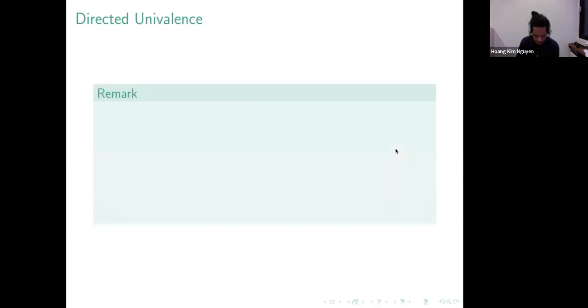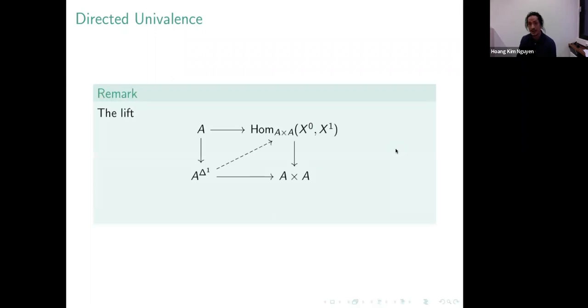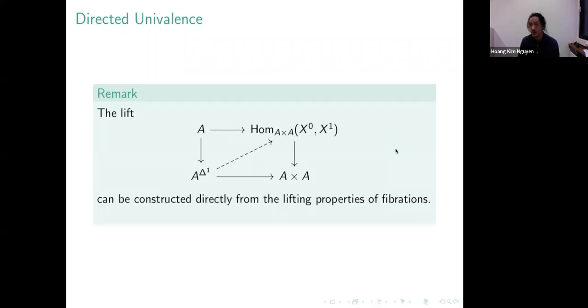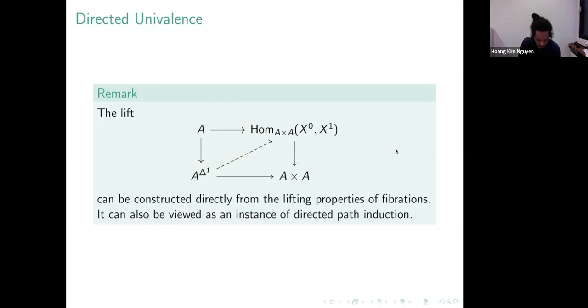So as a remark, this lift that we get, how do we construct this? You can really construct this out of lifting properties that you have for fibrations. And actually, you don't really need this upper prop of the square. This will be automatic. But you could also view this as some sort of instance of directed path induction.